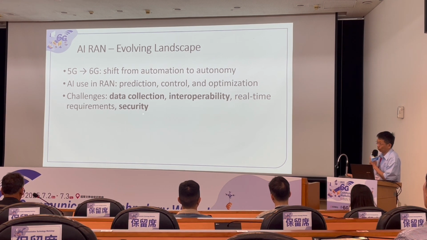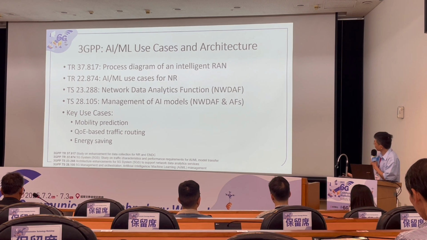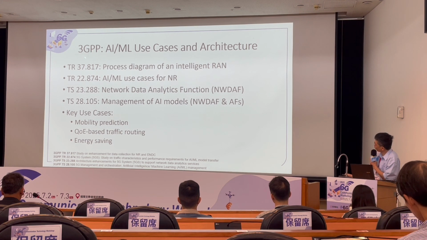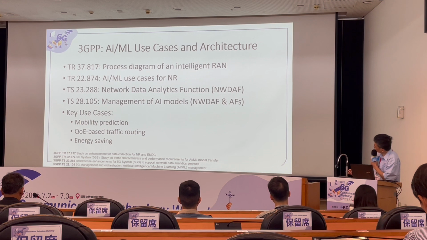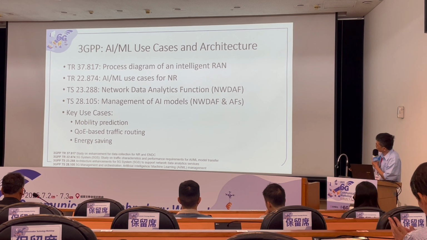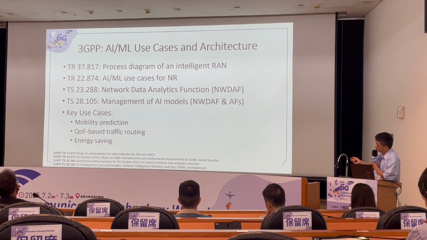In OSC, we are also looking for talent to solve the security issue for open source. Here we can also find some different standards related to AI/ML. This part is for 3GPP. From 3GPP, they define the architecture and the use cases. They also define the MWDA, a function to support AI functions. They also address key use cases: mobility, prediction, QoE, traffic routing, energy saving. Energy saving is now a common use case from 3GPP and from O-RAN Alliance.